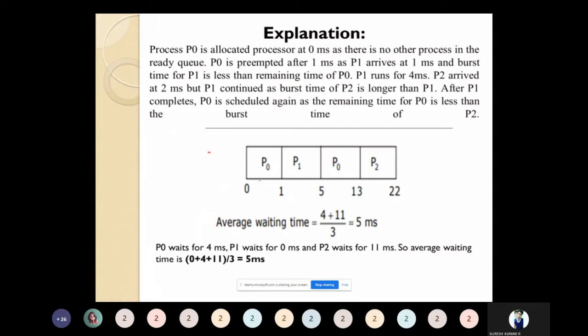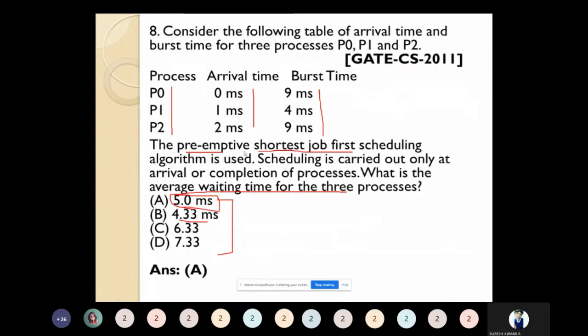Now P0 is entered. It runs until 1 millisecond. Now look at this: at 1 millisecond we have two processes, P0 and P1, which arrived at 2 milliseconds. So which process are we going to take now? That's the question: whether P0 stays in the queue or P1 enters the queue.